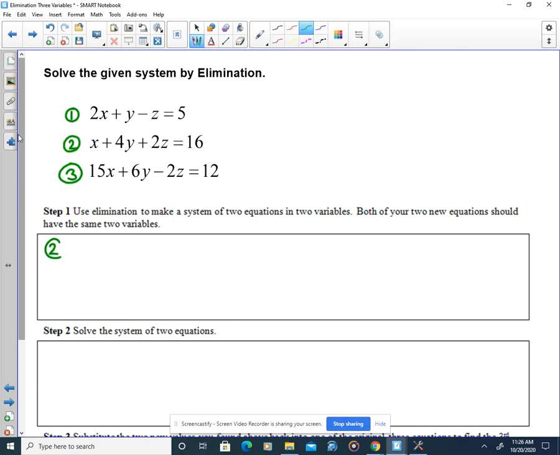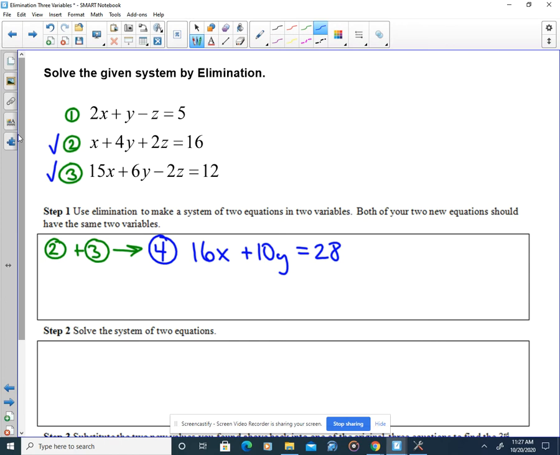So let's take equation 2, add it to equation 3. What that's going to do, that's going to give me my new equation that I'm going to call equation 4. So equation 2 plus equation 3. That will give me 16x plus 10y equals 28. The z's canceled out. So now, let's take a look at what we have done so far. We used equation 2 and 3. We haven't used equation 1.